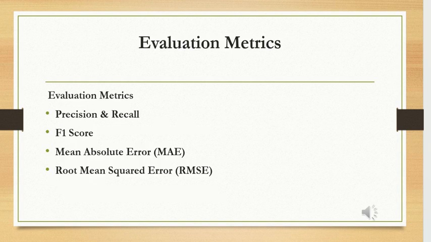Evaluation metrics. These are used to measure how well a recommendation system is performing. Precision means the proportion of recommended items that are relevant, and recall is the proportion of relevant items that are recommended. F1 score is the harmonic mean of precision and recall, balancing the two. Mean absolute error is the average absolute difference between predicted and actual ratings. Root mean squared error is similar to mean absolute error but penalizes large errors more, so it is more sensitive to outliers.